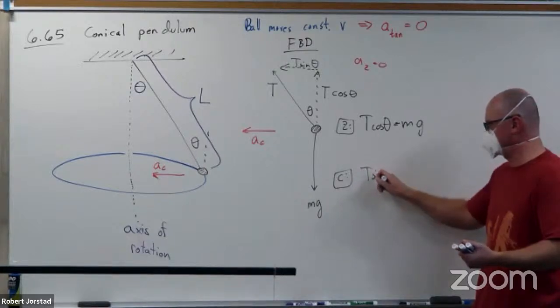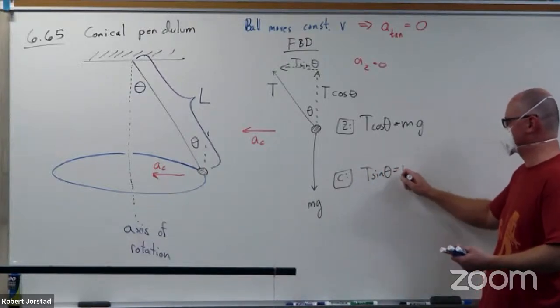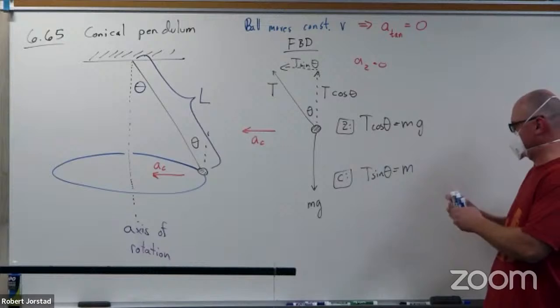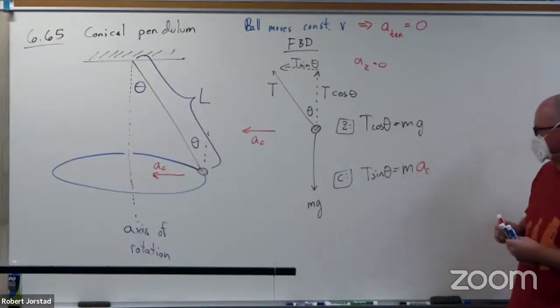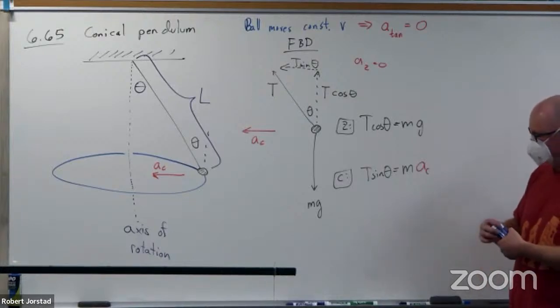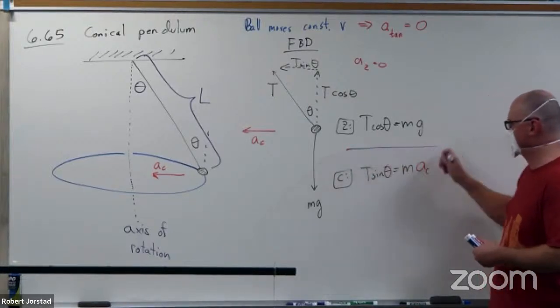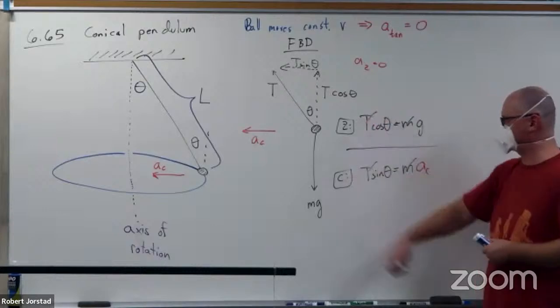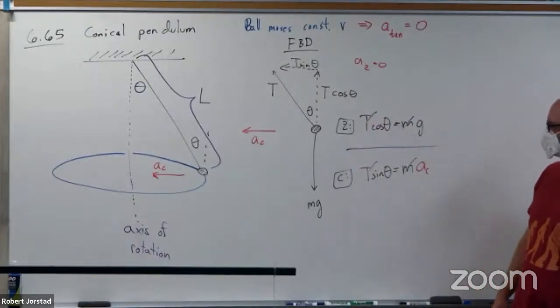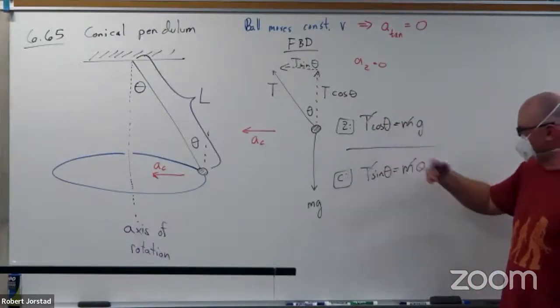T sine theta. I promise we're going to get you out of here as soon as I can. Just tough it out. If we wanted to analyze this situation, what would we do? Divide the equations. The mass drops out. Good. All right, so you could get 1 over tangent or whatever.